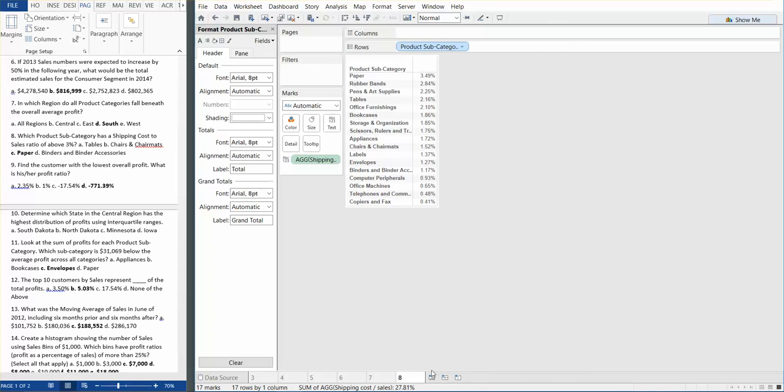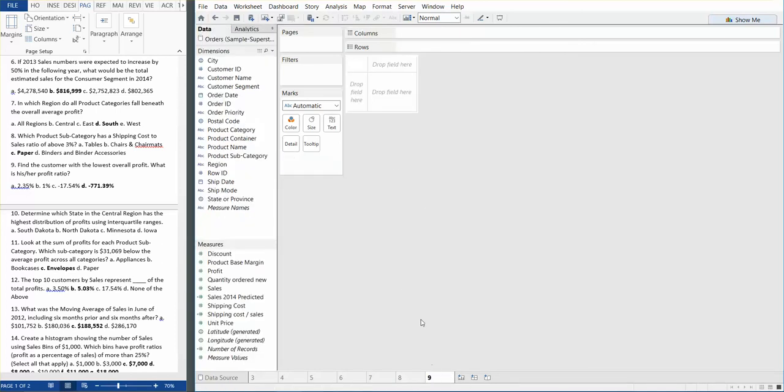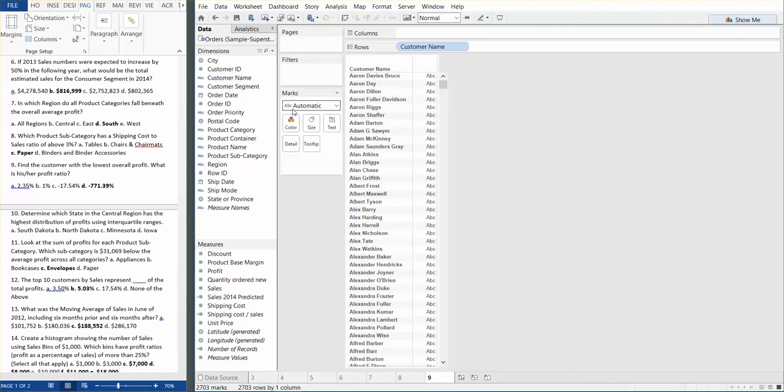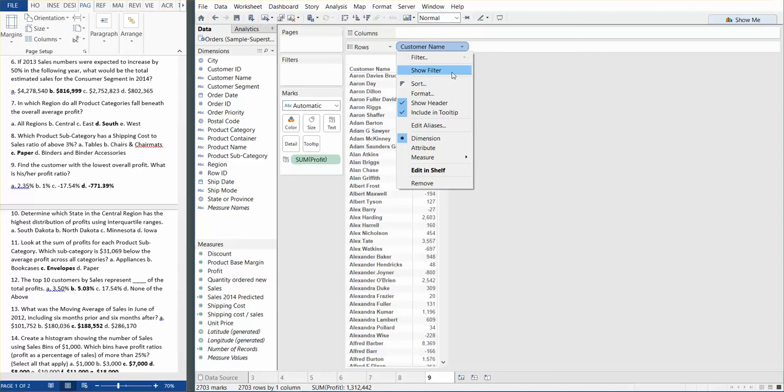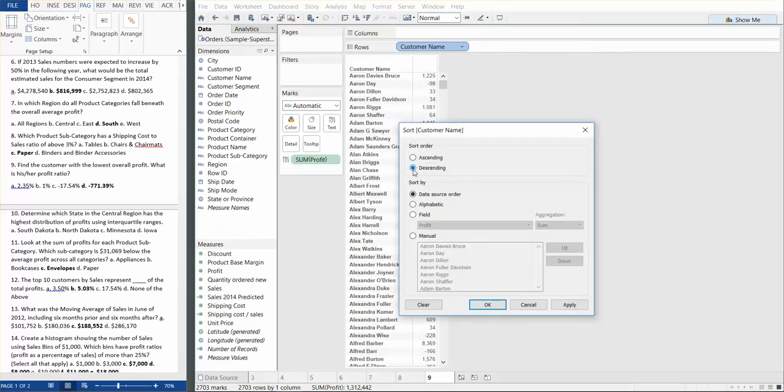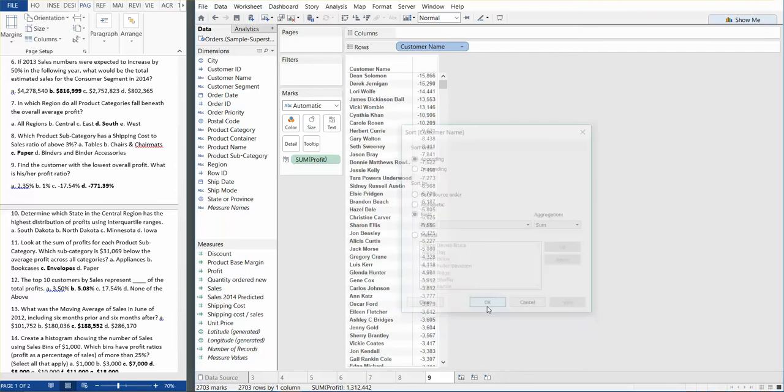Let's go ahead and go to question number 9. So question number 9 is asking us to find the customer with the lowest overall profit. What is his or her profit ratio? So we need the customer name. We're going to start with customer name. We see that. Now we need to pull in the profit. And we need to sort by ascending order, and we're going to use profit. So we can see that Dean Solomon, he has the lowest profit overall.